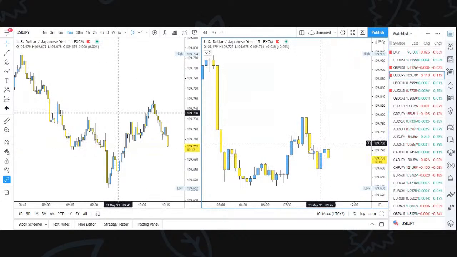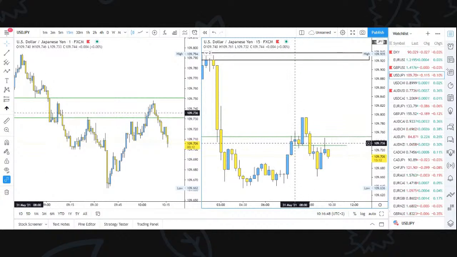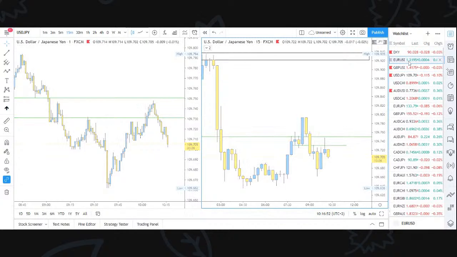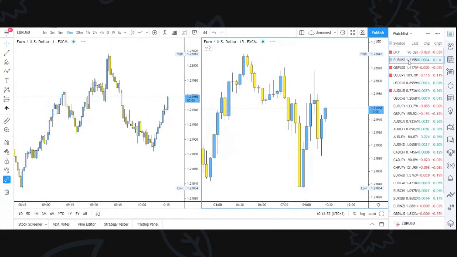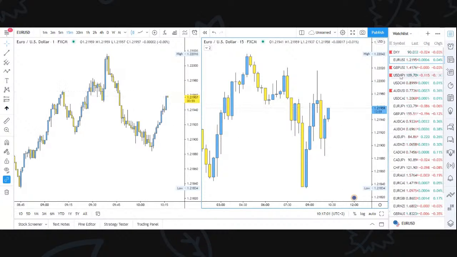Okay, yeah, this is a simple break and retest, breaking this key level that I put there, retesting it, and then possibly going down. EUR/USD, nothing significant there. I can't do anything on EUR/USD. I don't see anything specific.